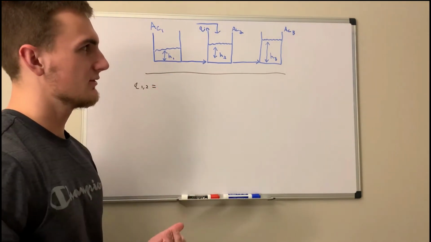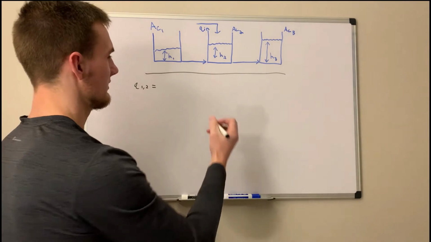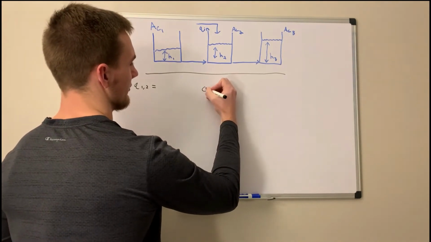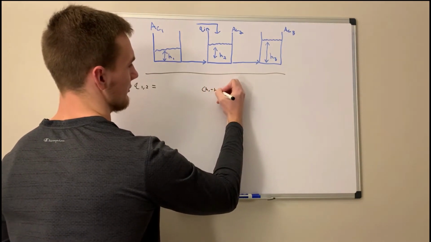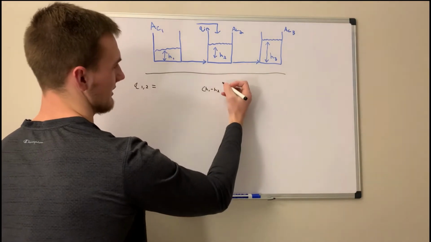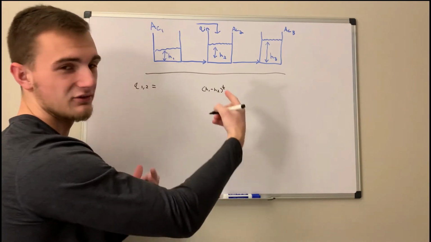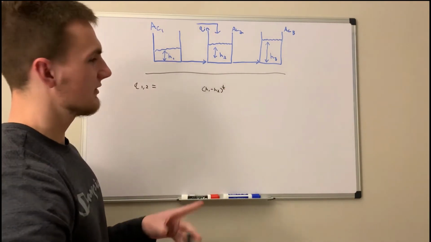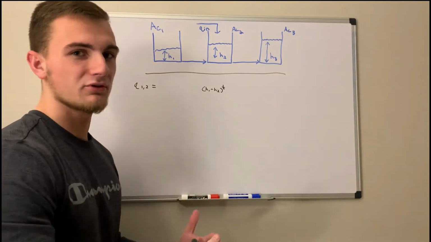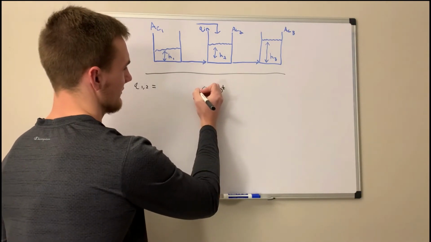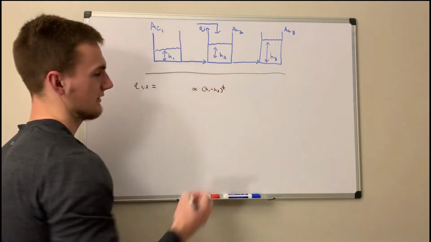And again, taking into account the difference in height between the two tanks, we'll say H1 minus H2, so the height of the first tank minus the height of the second tank. And we'll have to take the square root of that or raise it to the 1/2 power. And this here will be multiplied by our proportionality constant. And I'll just signify that proportionality constant as alpha here.